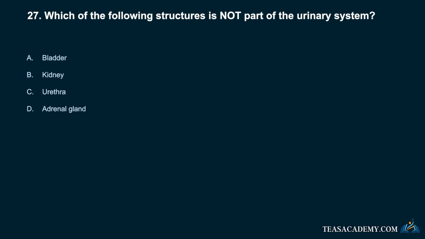27. Which of the following structures is not part of the urinary system? A. Bladder. B. Kidney. C. Urethra. D. Adrenal gland. Correct answer, D. Adrenal gland.